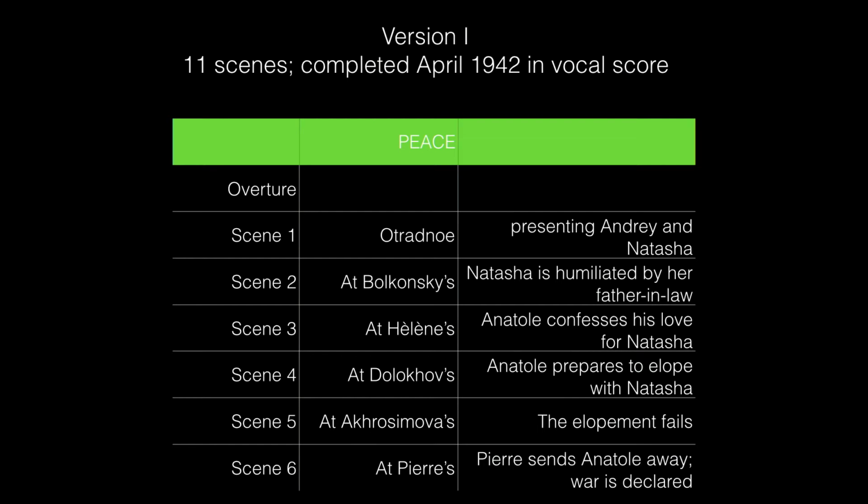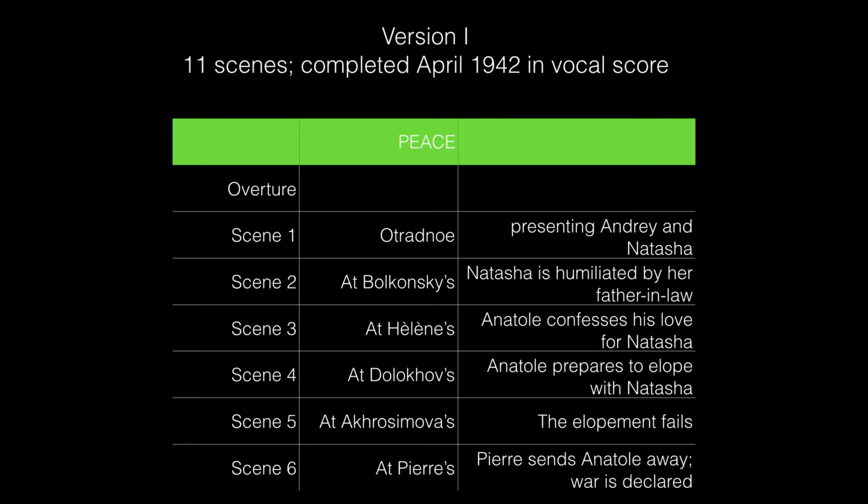So the opera was already in 11 scenes, so already quite big, and it was in this very distinct 2 parts, peace and war. And the first 6 scenes were the peaceful ones, and they were very coherently outlining the story of Natasha's love for Andrei Bolkonsky, or Andrei Bolkonsky's love for Natasha, and how it all unraveled.